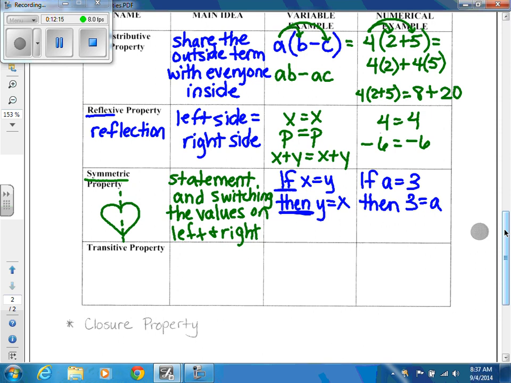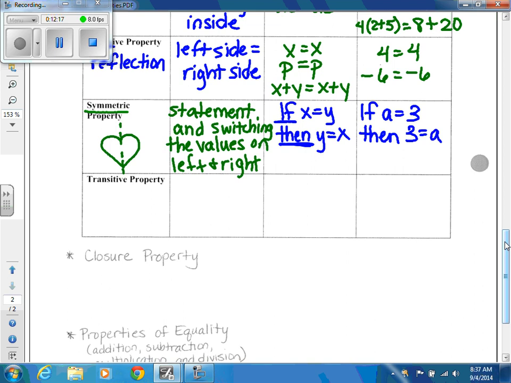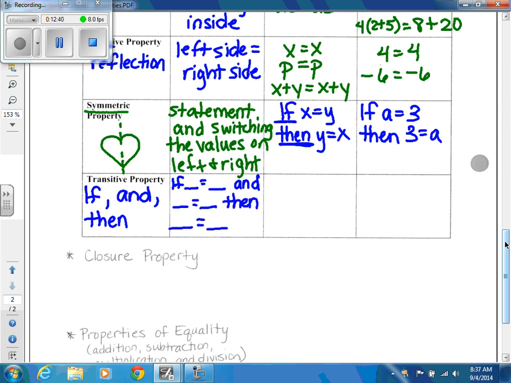For the transitive property, this one has 3 big words, and if you look for those 3 big words, you will always pick out the property and match it up correctly. You will see the word if, the word and, and the word then. And that clues you in that you're automatically at a transitive property statement. So it'll look like this. If blank equals blank and blank equals blank, then blank equals blank.